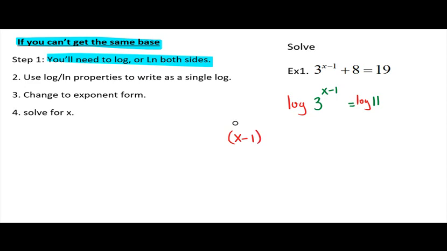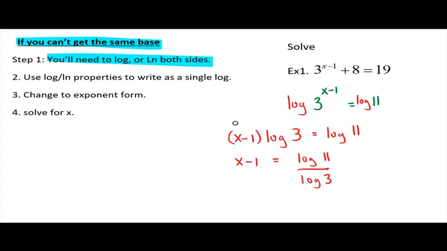All right, I would put it in parentheses because this is one quantity, times log 3 is equal to log 11. Now we just solve for the variable. We just get x by itself. So I would need to divide both sides by log 3. So I would get x minus 1 is equal to log 11 divided by log 3, right?